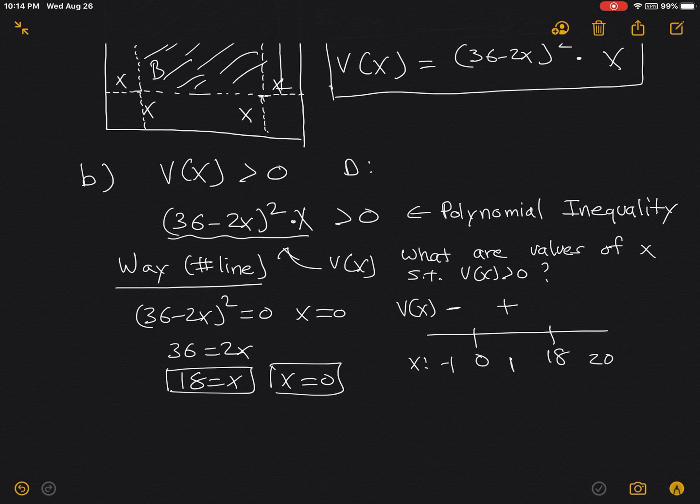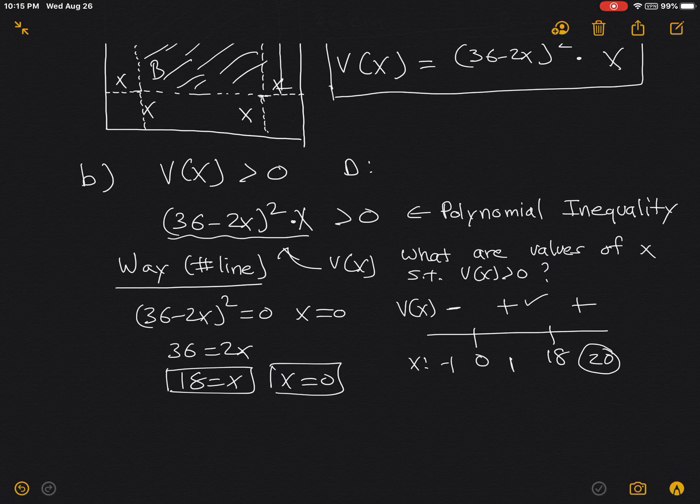Let's say I plug in 20. If I plug 20 into the v of x, 36 minus 40, that's -4. -4 squared is a positive number, times a positive 20, you're going to get a positive number. Now, if this was just a normal polynomial inequality, meaning it has no context, there's no word problem behind it, what are the values of x such that v of x is positive? You might just say x is greater than 0. So over here, I'm going to make a check mark, but take a look at this one.